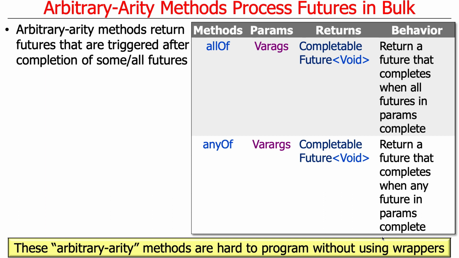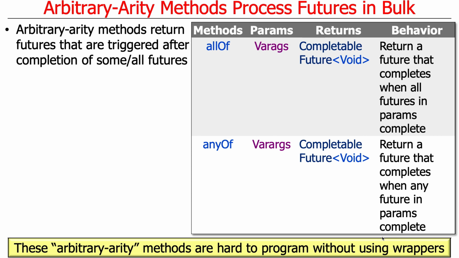Arbitrary-arity methods return futures, or each arbitrary method returns a future that is triggered after the completion of some or all futures passed as parameters. As you can see, both allOf and anyOf, which are the 2 arbitrary-arity methods, take var args, which basically means it's sort of like an array or a list of these things, and they return a completable future that when all the other futures complete or any of the other futures complete will cause the returned completable future to complete.